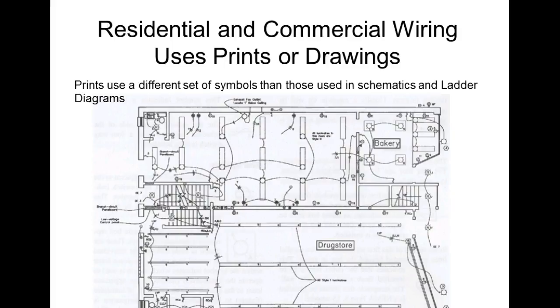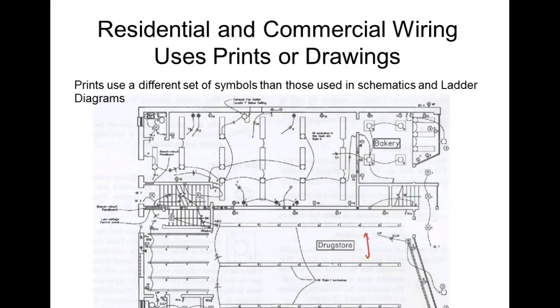This is a print, or a drawing, of a commercial building, I believe. This is one of the prints that, if you're in the electrical course, you'll be dealing with in the commercial wiring class. And of course, all these are different devices. These are our loads right here. So before this makes any sense to me, what do I need to know?